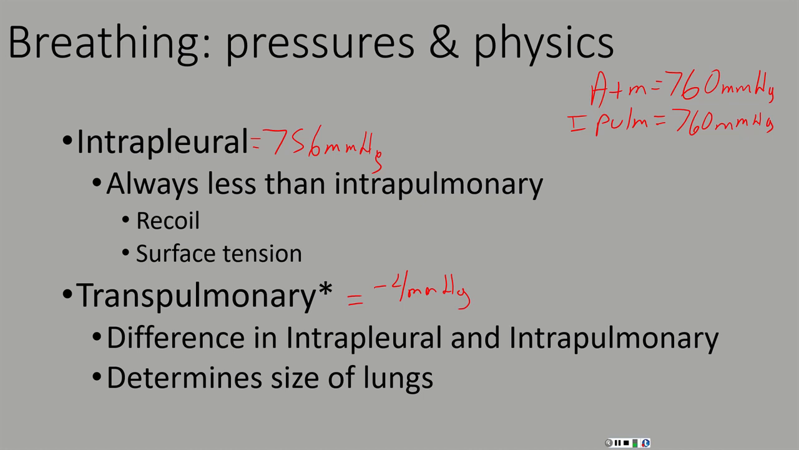All right? If that doesn't make sense, play it back a couple of times, listen to it, try to imagine it. The greater the magnitude of the transpulmonary pressure, the harder we pull on the lungs. Think of the lungs as a rubber band. The harder we pull on them, the bigger they get.